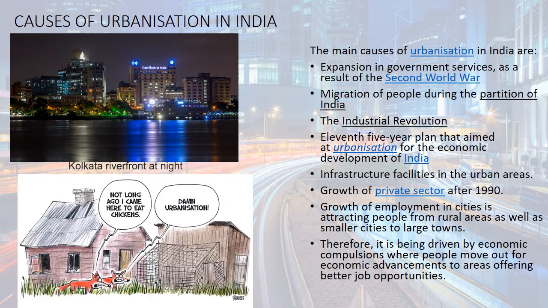So what are the main causes because of which urbanization took place in India? The main causes of urbanization are the expansion of government services as a result of the Second World War, and the migration of people after the partition of India. That's one of the main reasons, which took place in 1947. Most of the people who migrated from Pakistan to India settled in New Delhi or the largest cities. That was an important reason for urbanization in India. The Industrial Revolution and the 11th five-year plan that aimed at the urbanization of the economic sector of India in 1991 were the most important parts due to which we are seeing urbanization in India today.